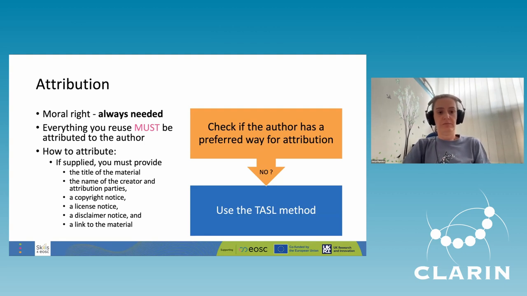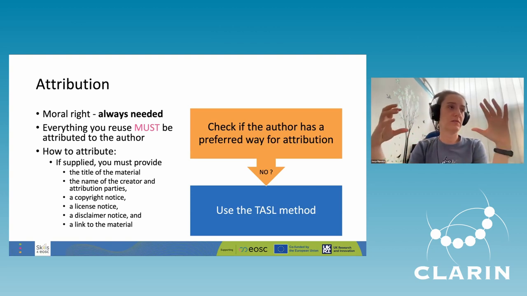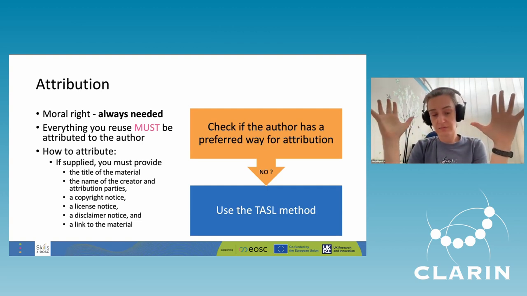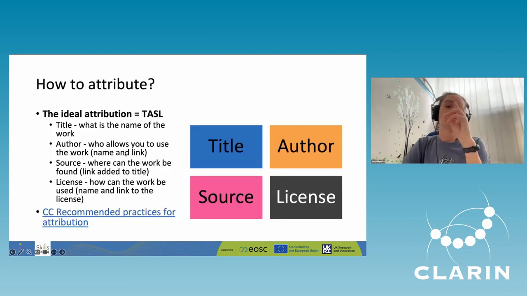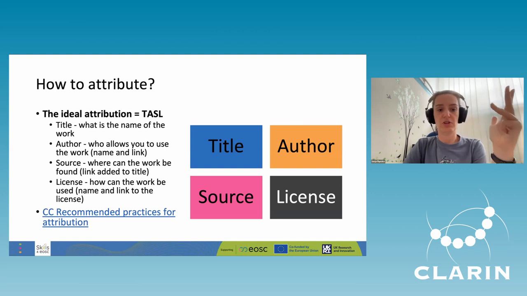How you provide attribution? The rule is, if the original author has a preferred way for attribution, so on the original site where you found the content, there is how to cite, what to do, and so on, you use this. If there is no such thing, then the preferred way to attribute is using the so-called TASL method. The TASL method is actually the so-called ideal attribution, where you provide the title of the work, the author of the work, the source, where can the original work be found, and the license under which the original work has been released. These are the four elements that you need to provide.